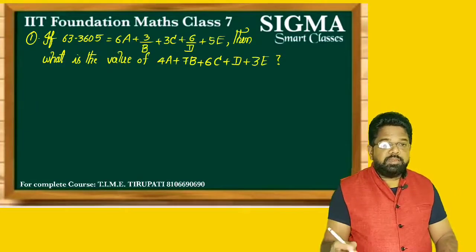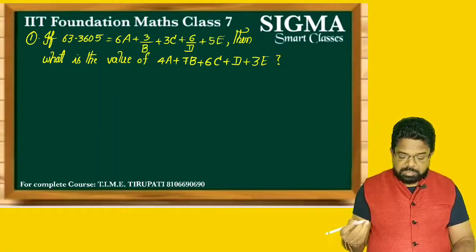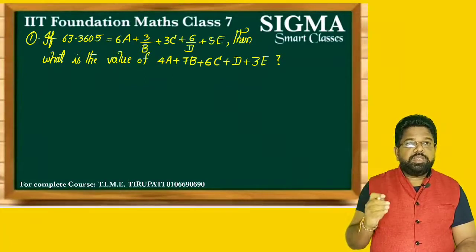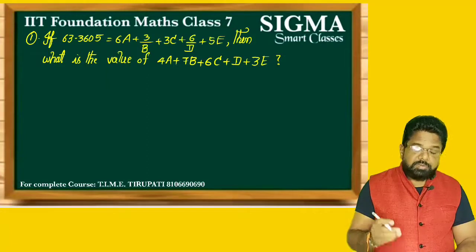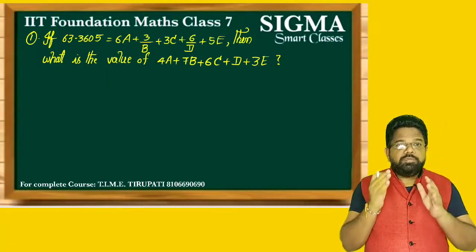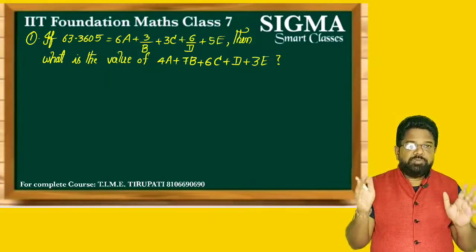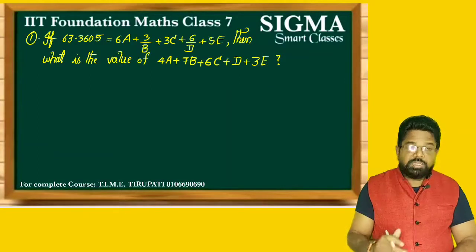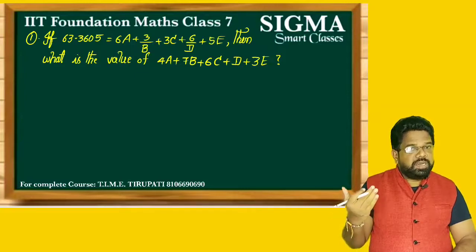Okay, 63.3605 equal to 6a plus 3 by b plus 3c plus 6 by d plus 5e. So the given number 63.3605 can be written in this form. First you have to identify the values of a, b, c, d, e. That is our target. If you know the values of a, b, c, d, e, you can calculate 4a plus 7b plus 6c plus d plus 5e very easily.